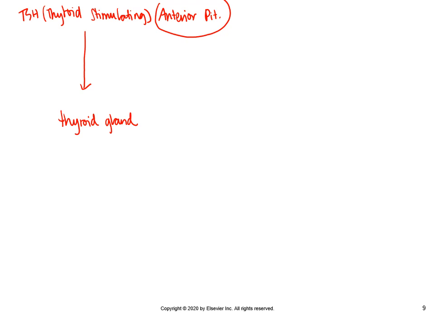Okay, in the thyroid gland, T3 is being released. T3's other name is triiodothyronine. Okay, and then also T4, which is your thyroxine.